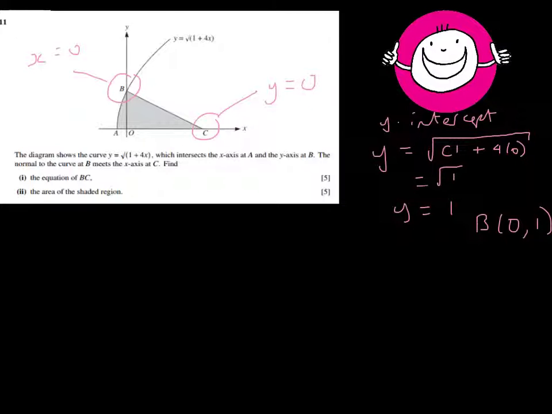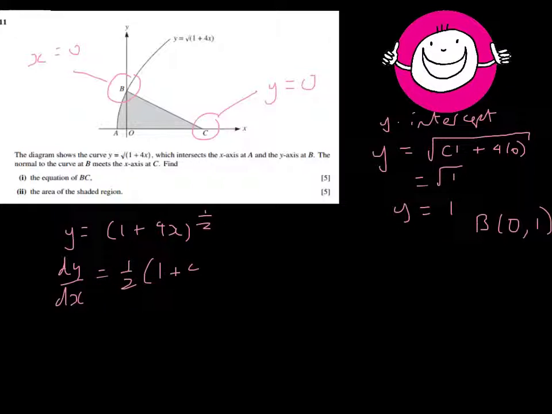Let's find the gradient at that point. So this time I'm going to write it as (1 plus 4x) all to the power of a half, because it's a square root sign, and that'll make it easier for us to differentiate. So when I do dy/dx, you get a half, (1 plus 4x) all to the power of negative a half, and that is a composite function, so I've got to make sure I check the inside of the brackets. In this case, when I differentiate 1 plus 4x, I'm going to get 4, so I need to multiply all of that by 4. So if I tidy that up, that becomes 2 (1 plus 4x) all to the power of negative a half.